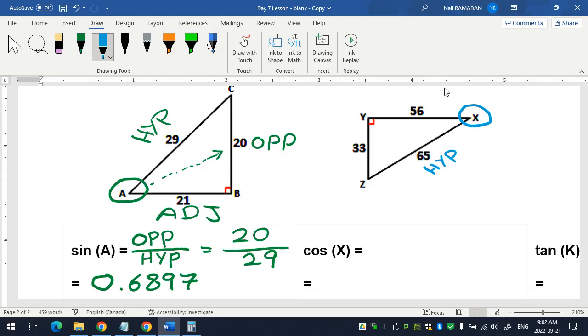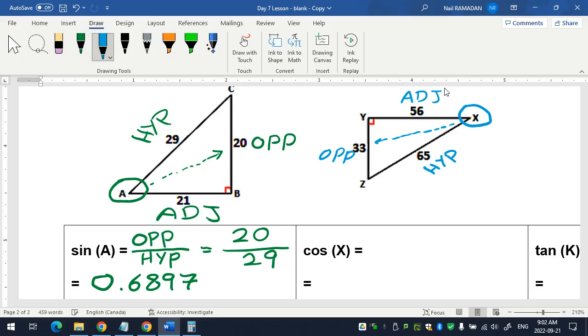Where is my opposite to X? Right in its face. The only one that's exactly walkable, like you can walk away from X and hit it. You will not hit the 65, or the 56. You will hit the 33. So this is my OPP, which definitely leaves this one to be my ADJ. All right. Labeling is done. You get full marks. Next.